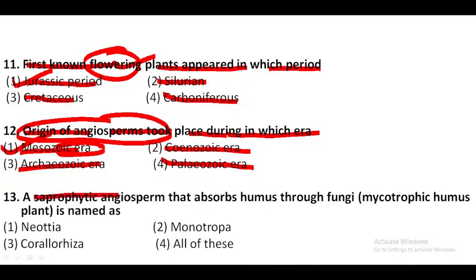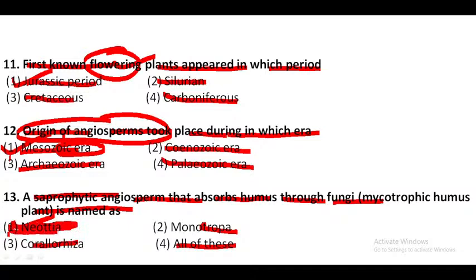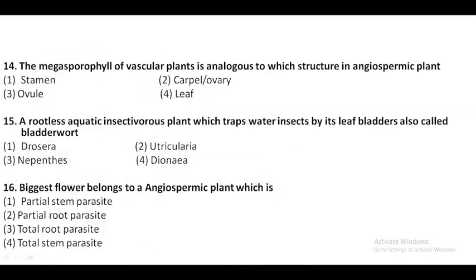13. A saprophytic angiosperm that absorbs humus through fungi, that is, you can say a mycotrophic plant, is named as Neottia, Monotropa, Corallorhiza, all of these. So your answer goes to Neottia. Actually, Neottia is the saprophyte. So Neottia is the saprophytic angiosperm.